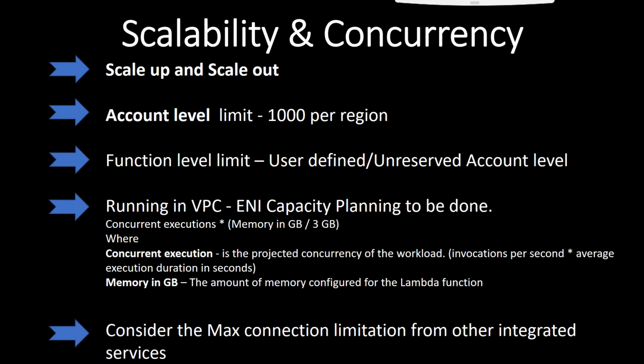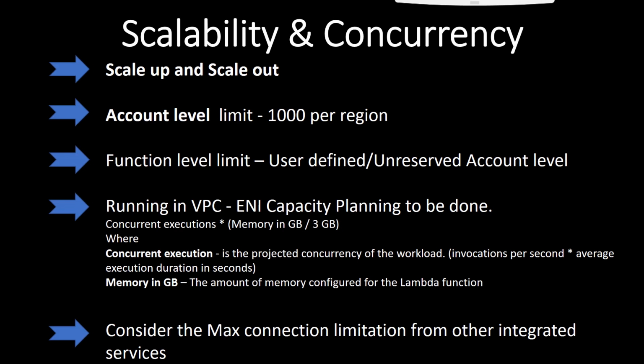Let's talk about scalability and concurrency now. There are two types of scalability we have: one is called vertical and the other is horizontal. In Lambda terms, vertical scalability means increasing the memory resource for the particular function. There is an upper limit in vertical scaling. Lambda currently supports 3 GB of memory as the vertical limit, so you can scale up only to 3 GB for a function. If you have a requirement for more than 3 GB of memory, then you have to split your functionality into multiple Lambda functions and execute it that way.